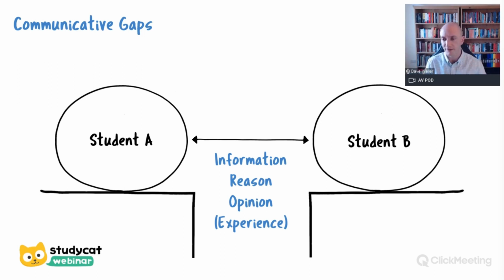Does anyone use communicative gaps? Can you give me a why if you've used one of these before? Or even which one's your favorite? Which one do you think will be the most useful to you? Information, reason, opinion, or experience? Maybe just type I, R, O, or E for information, reason, opinion, or experience.